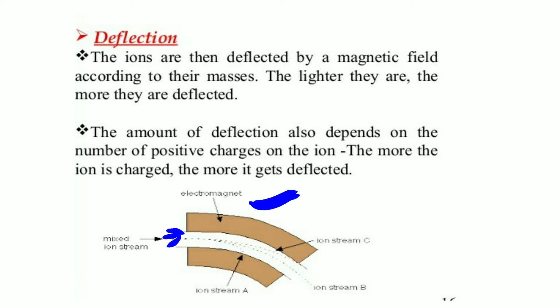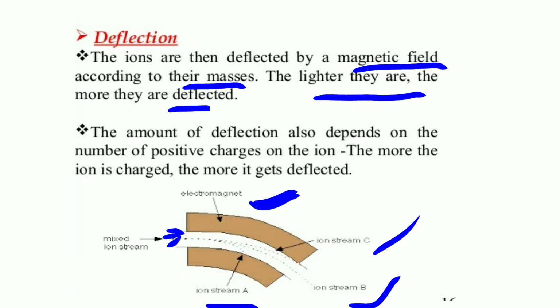The positive ions get deflected into different streams. This is the A type of ion stream, this is the B type, and this is the C type. The ions are deflected by a magnetic field according to their mass, into the different streams A, B, C and D. The lighter they are, the more the deflection. Ions having low mass are deflected more.